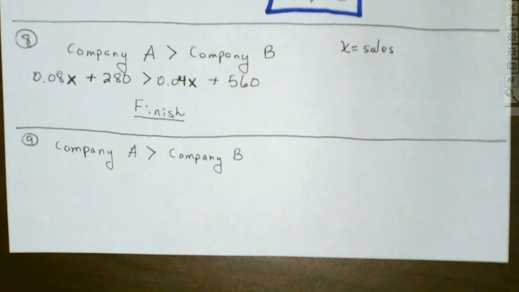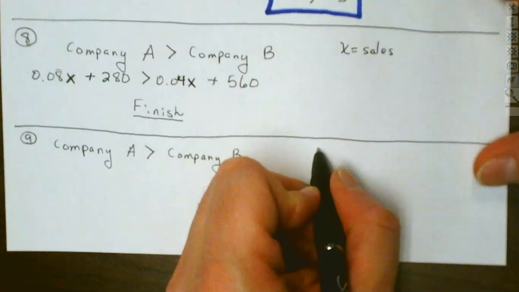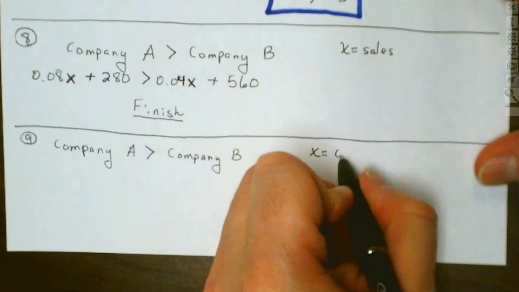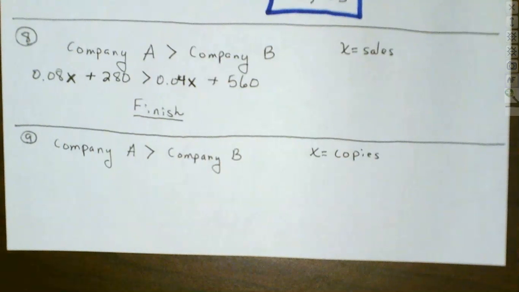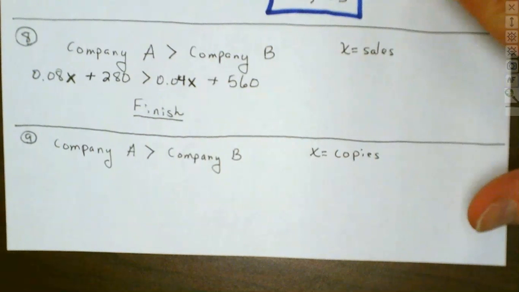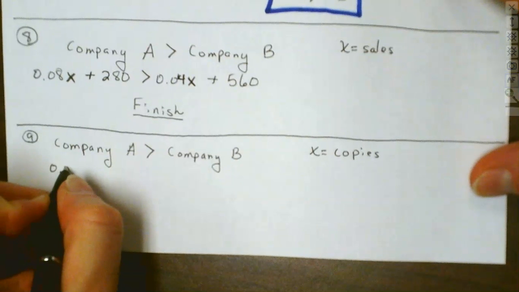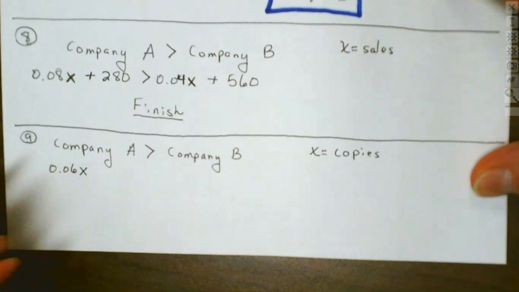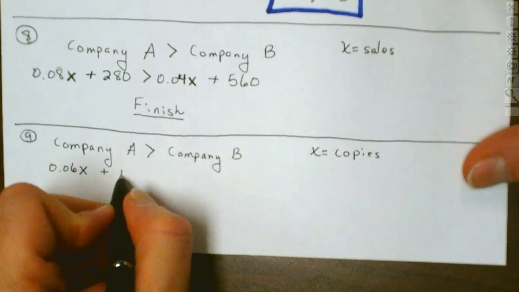Now, what do we know about company A? Company A, we charge 6 cents a copy. So X is going to be the number of copies that we make. So that's 0.06x plus that monthly fee of $120.